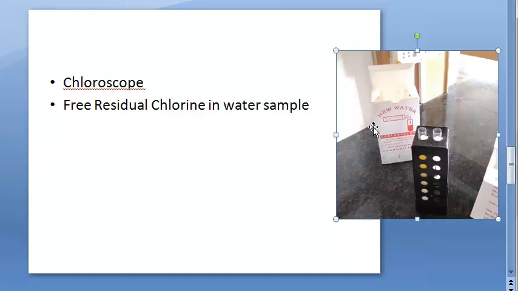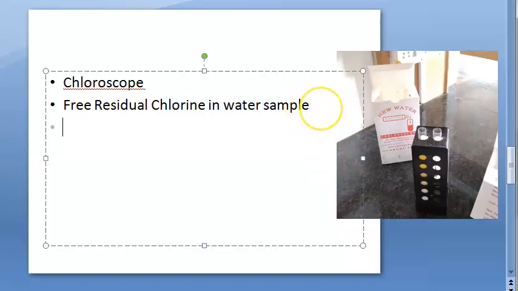So what should be the level of free residual chlorine in drinking water? It should be a minimum of 0.5 milligram per liter of water. Okay, so this is the free residual chlorine. So how will you use this? They will take the chlorinated water sample in a glass tube, after the contact period, like we told you.